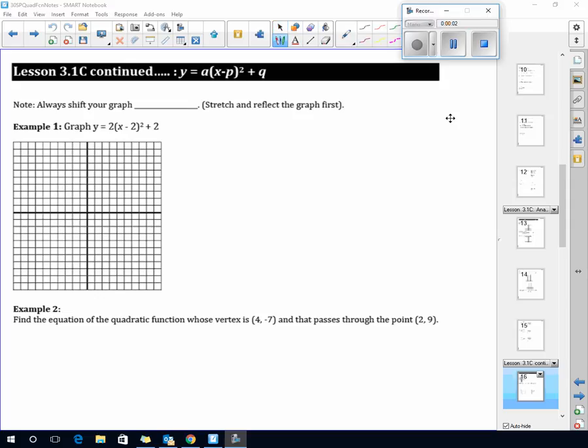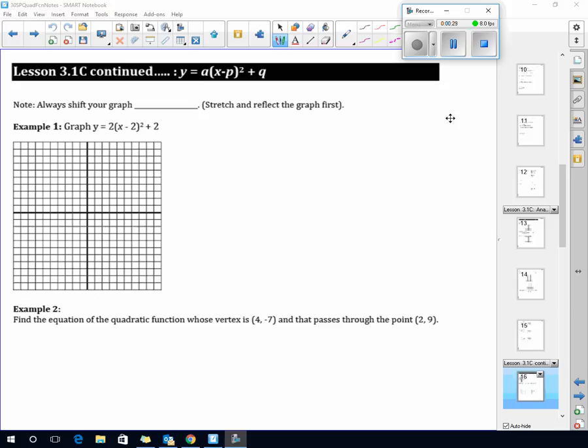Compresses vertically. So vertically means it affects the y value. Okay, what does the p do, or the h? Yeah, horizontally, left or right, that affects the x. And what is my q, or sometimes called k? Up or down, that's vertically, so what does that affect?